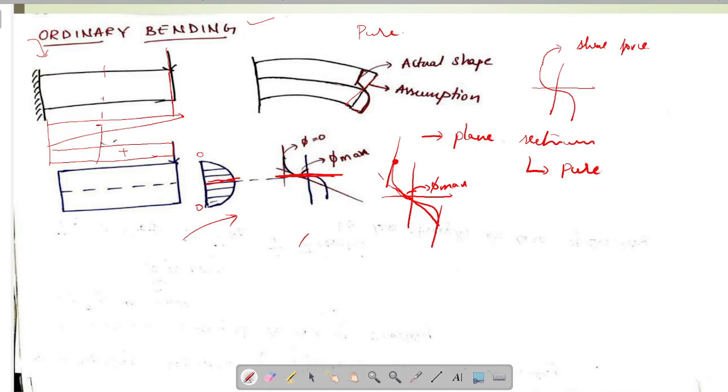This is extra information for knowledge. Generally, they won't be asking this in exams. Final conclusion is, the main assumption in bending stress theory, that is plane section remains plane before and after bending, in actual is valid only in case of pure bending condition. But the shear deformations are very less, which can be ignored. So, we can assume this assumption to be valid in case of ordinary bending also.